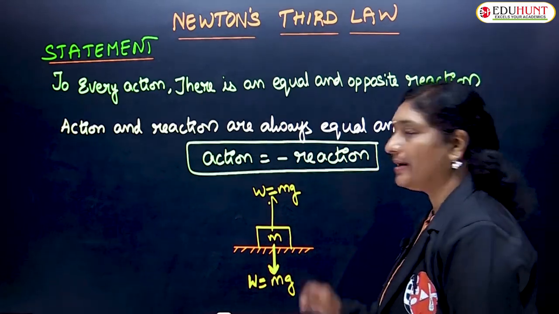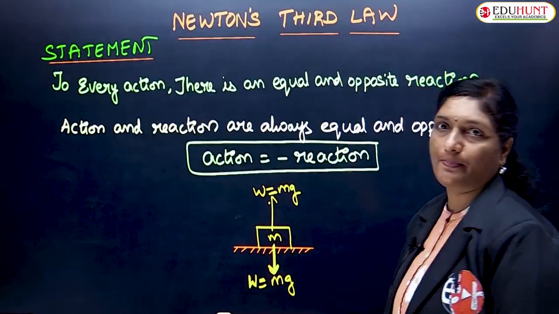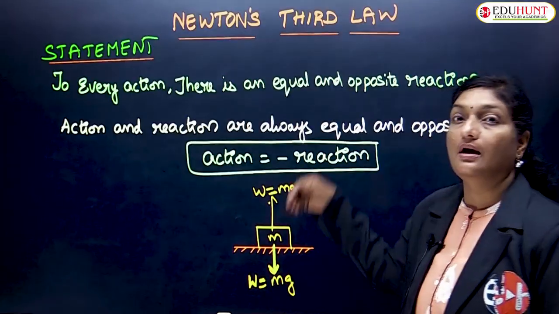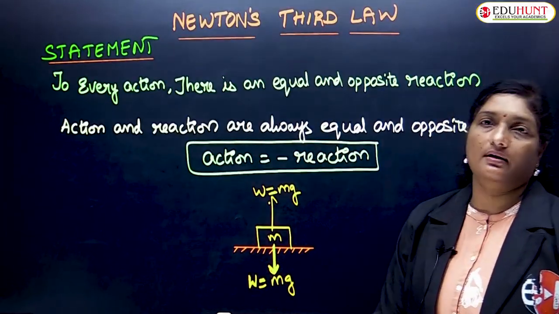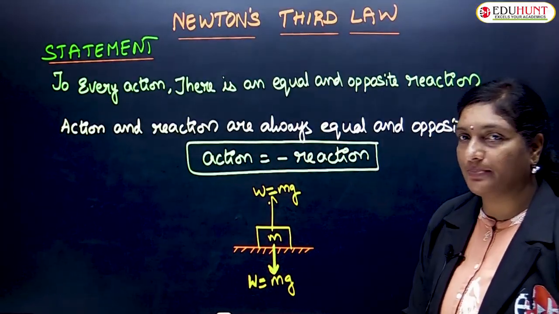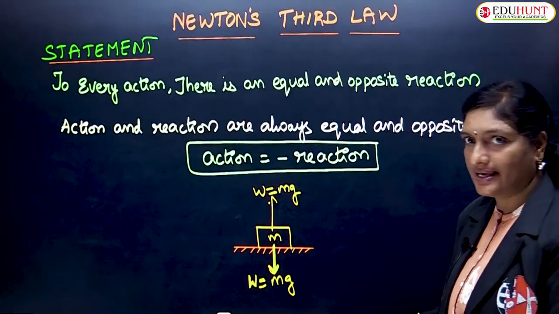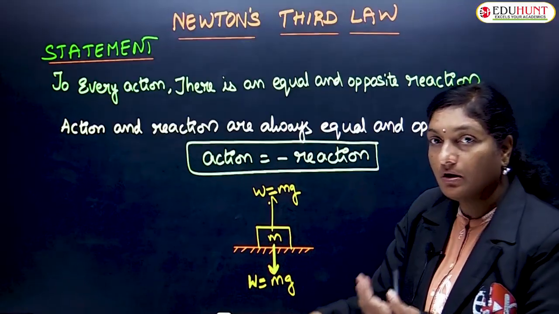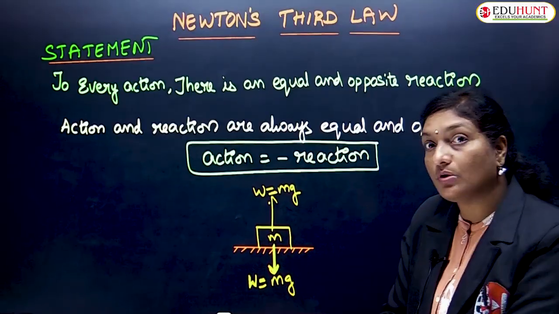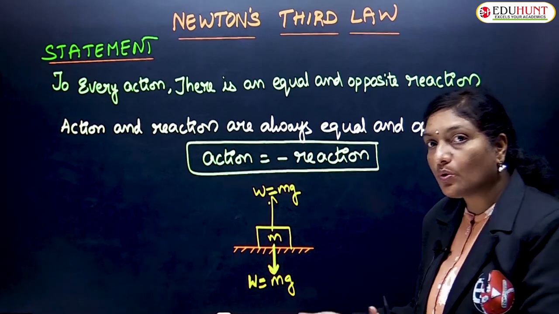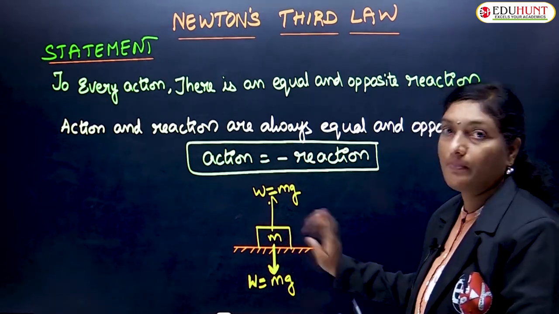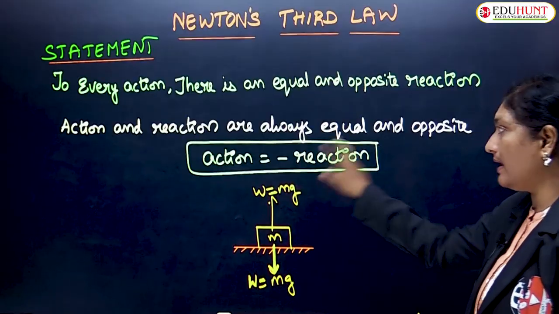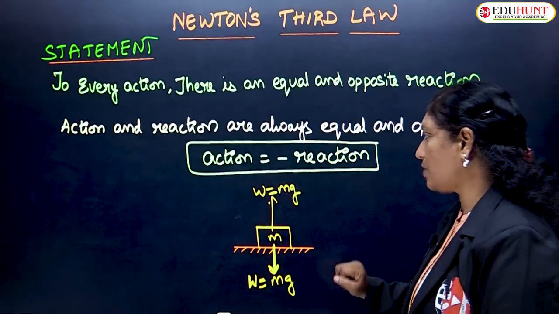So W equals mg. This is the action part. As the block is kept on the ground, it exerts some force on the ground in the downward direction. This is the action part. As a reaction, as the block is applying some force on the ground, the ground also exerts an equal amount of force on the block but in the opposite direction. So action and reaction have an equal magnitude but the direction is opposite.